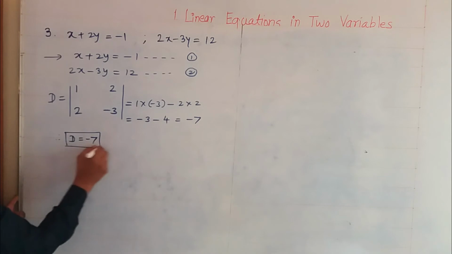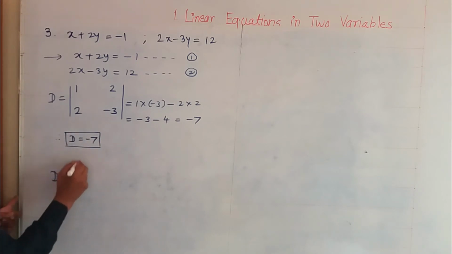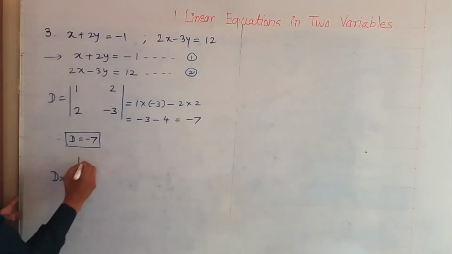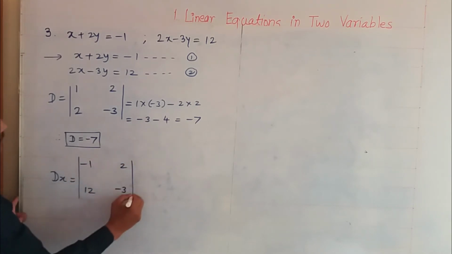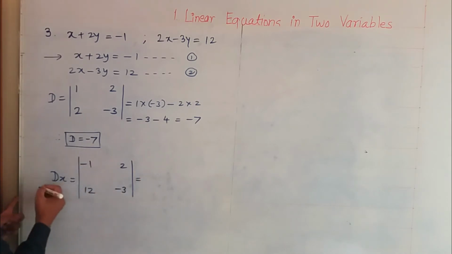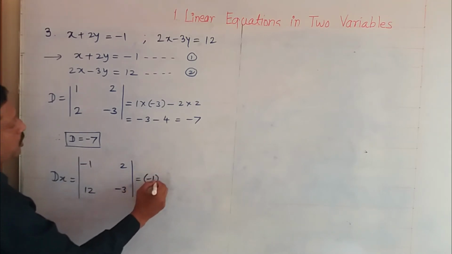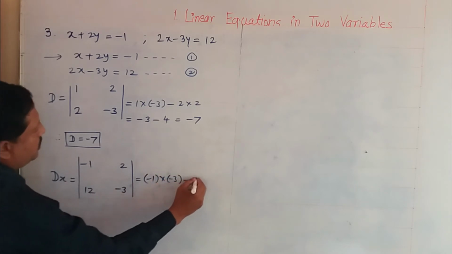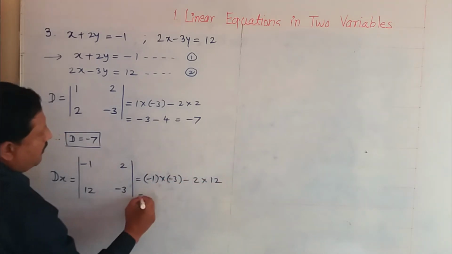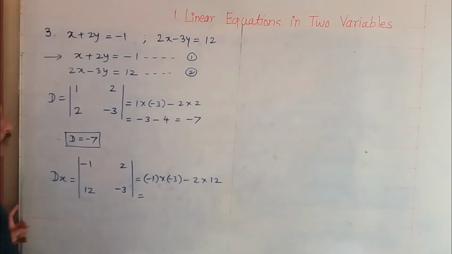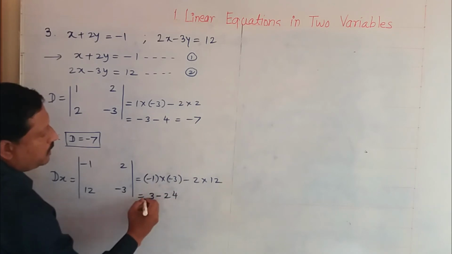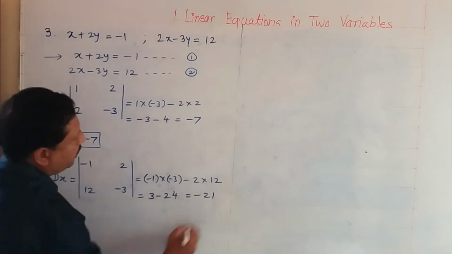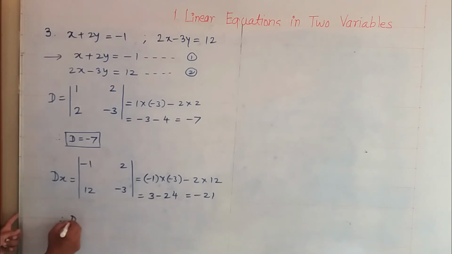Now write down the determinant Dx just by replacing the coefficients of x with the constant terms minus 1 and 12, then 2 and minus 3, that will be like this. Now find the value of this determinant. Minus 1 into minus 3 minus 2 into 12. Negative number multiplied by negative number will be positive, that will be positive 3 minus this 24. 3 minus 24 will be minus 21. Hence the value of the determinant Dx is equal to minus 21.